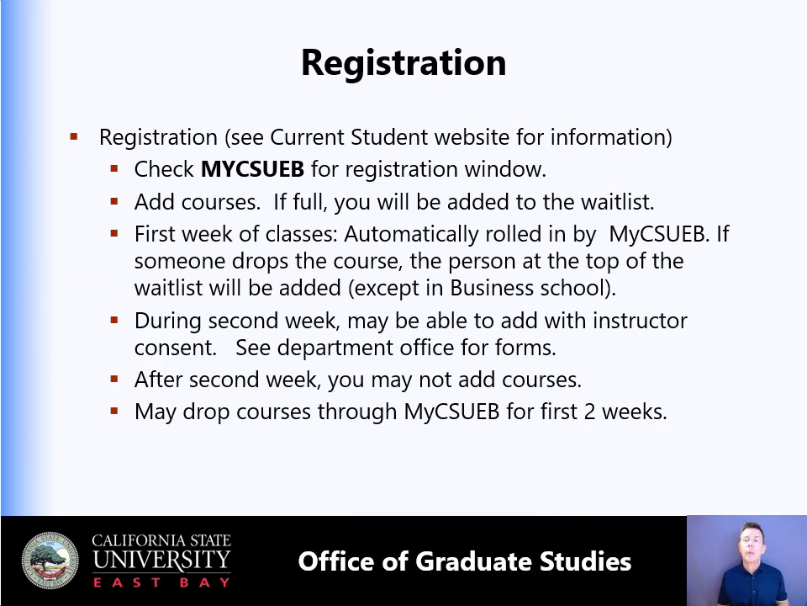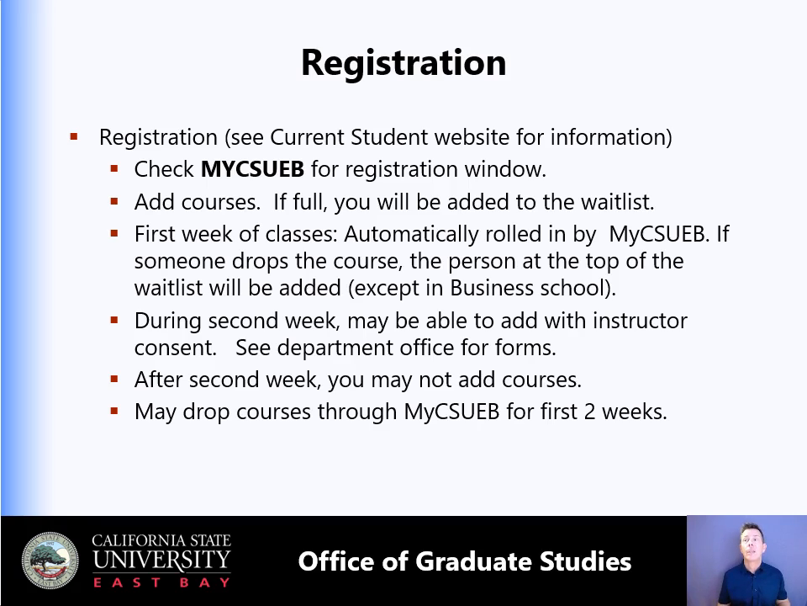Students are assigned registration windows during which time you're actually allowed to add classes. You can't just do it at any point in time. Your registration window is also available in My CSUEB. It will show you when you're allowed to register and when you're not allowed to register. Hopefully you'll be able to add all the classes that you want, but sometimes in programs that are a little bit more impacted, you may not be able to add the class immediately. Instead, you can add yourself to the wait list for the course.